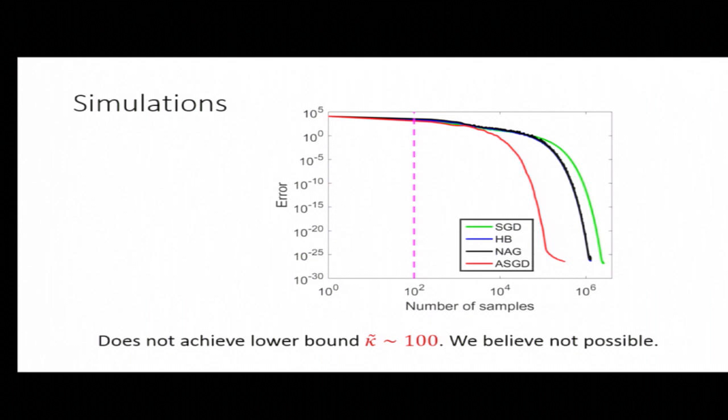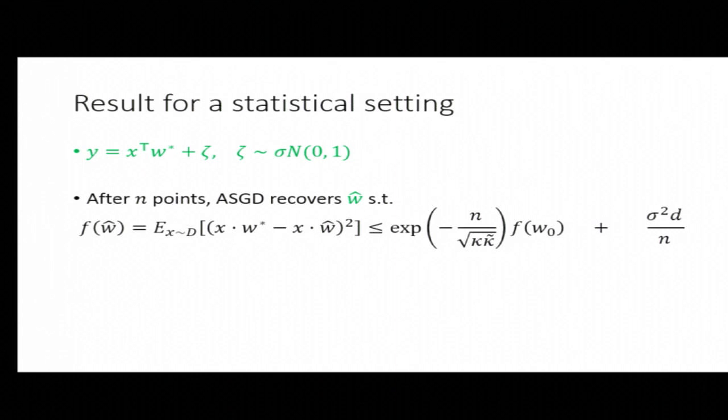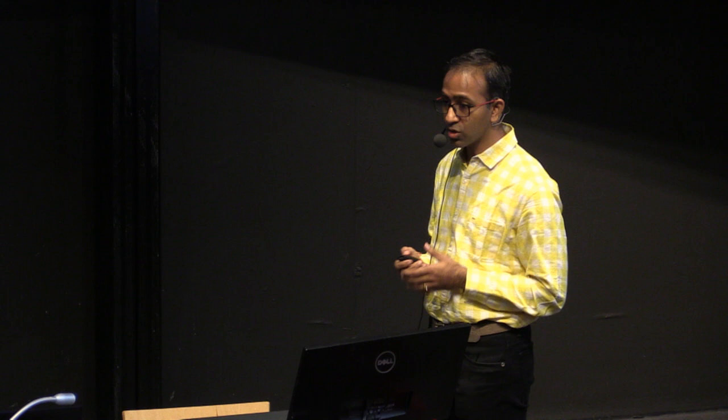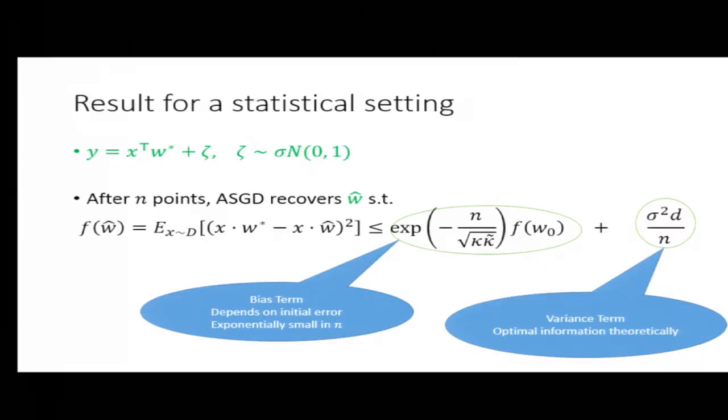So for example, for the same problem, you can see that this ASGD method is able to converge at a much faster rate. Note that still the information theoretic bound that we have is about kappa twiddle. So there is still a gap between our computational upper bound and information theoretic lower bound. It will be interesting to see if that bound can be bridged or not. So let's see what this means for our noisy setting. Here, the error bound that we get has two very natural terms. The first term is the bias term, where you have a faster rate of convergence using the accelerated method. And the second term is the information theoretically optimal variance term.